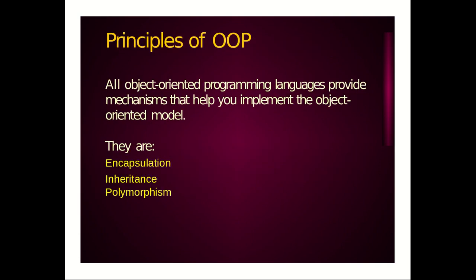Now, the principles of object oriented programming. All object oriented programming languages provide mechanisms that help you implement the object oriented model. There are three important principles of object oriented programming: encapsulation, inheritance and polymorphism. These are new terms for many of you, but we will discuss them one by one here.